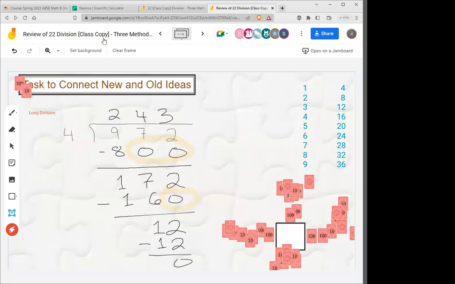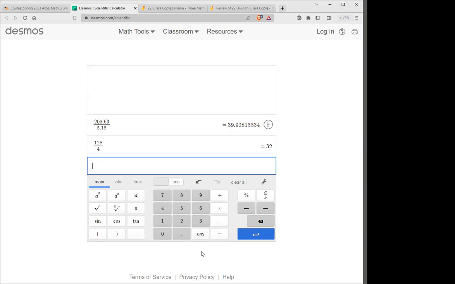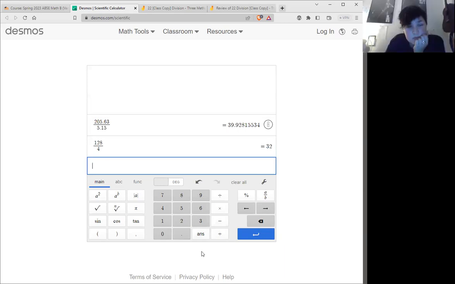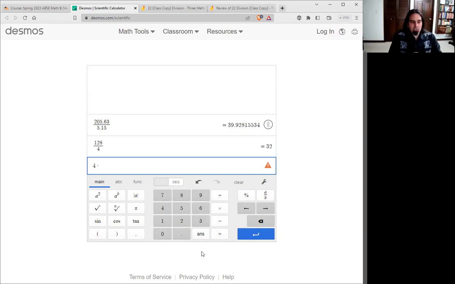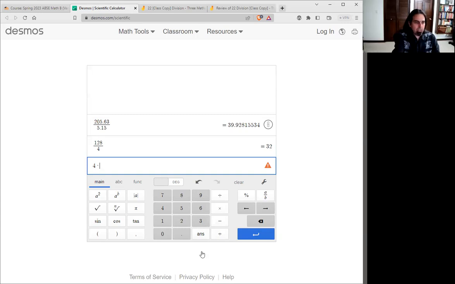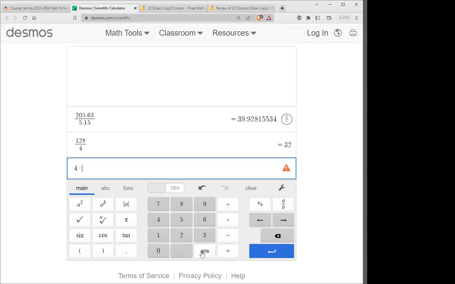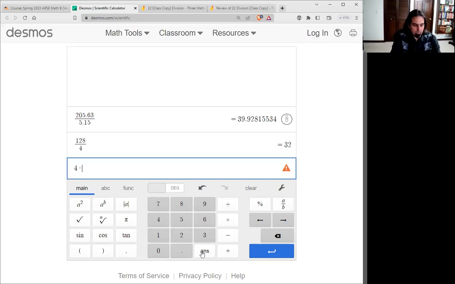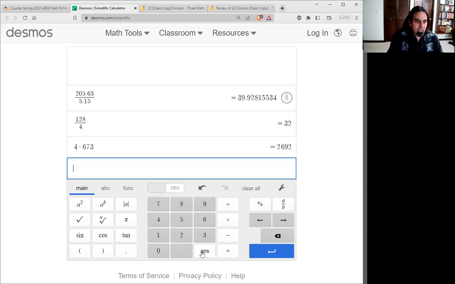So give me first any number you want, maybe something small like 10 or less. 4, okay, 4. And then give me some big number, like more than 100. I'm just inventing something that will come out without a remainder. So, 700. That's going to be pretty boring. Why don't I roll 673. Okay, so I want 2692 divided by 4.